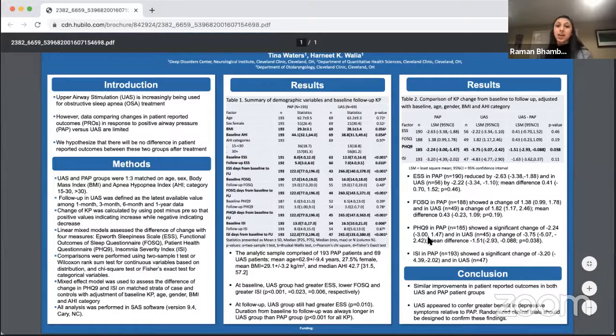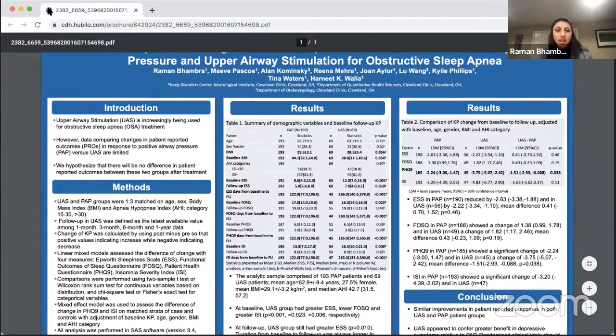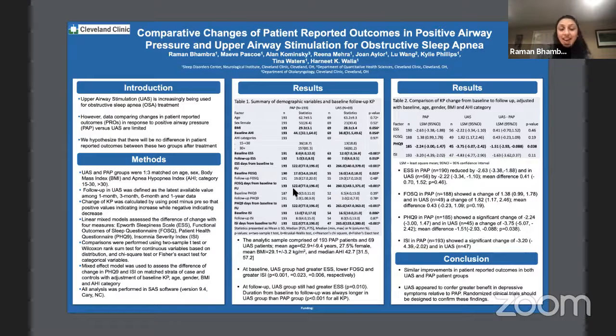Yes. Okay, so hi, my name is Raman Bambra. I'm an M1 at NeoMed, and this past year, I worked at Cleveland Clinic with Dr. Wally, actually. And my project kind of looked at 2 different treatment options for obstructive sleep apnea. We looked at upper airway stimulation and positive airway pressure. And basically we matched the 2 groups on different variables such as age, sex, BMI, and we gave these patients different assessment measures such as the Epworth Sleepiness Scale, Functional Outcomes of Sleep Questionnaire, these mentioned right here.